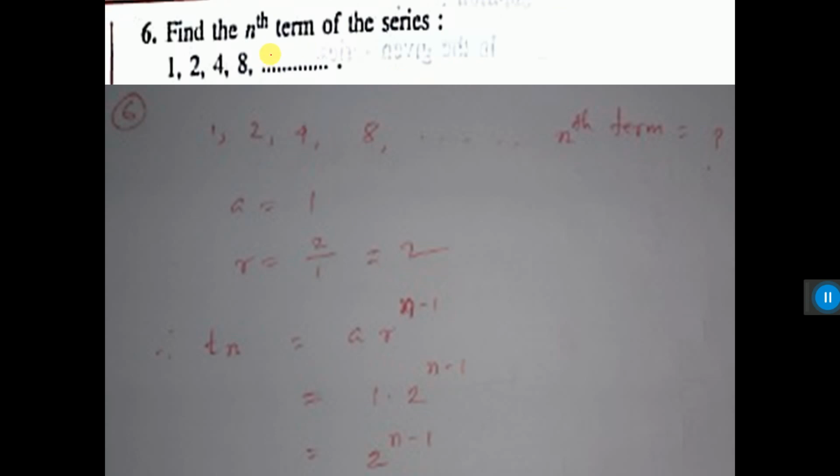10th term, a into r to the power 10 minus 1, that is 9. Value of r you put, 12 means 3 into 4. So 1 power will subtract here, 8. This is the answer. Nth term of the series. This first term a, r equal to second by first, that is 2 by 1, that is 2. Nth term a into r to the power n minus 1. a value 1, r value 2, 2 to the power n minus 1. So this is the answer.